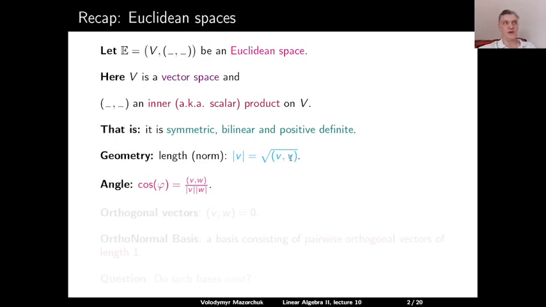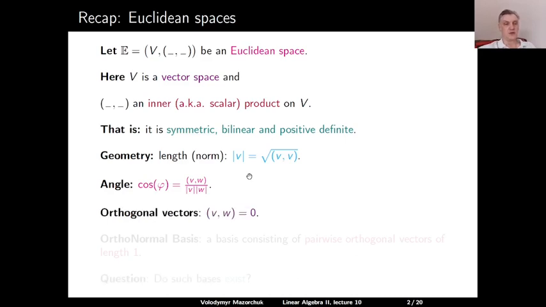If we have two vectors, both non-zero, then the cosine of the angle between these two vectors is defined as the inner product of them divided by the product of their lengths. And we have seen last time that this gives a real number between -1 and 1, so we can treat it as the cosine of some angle, and so we can define an angle between two vectors.